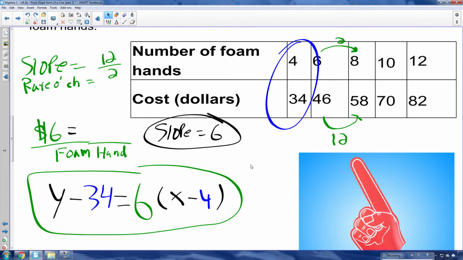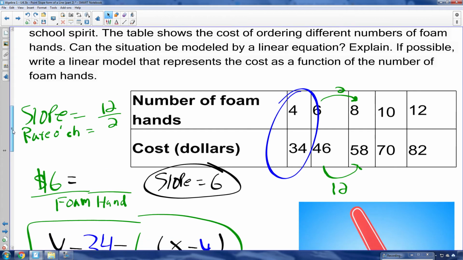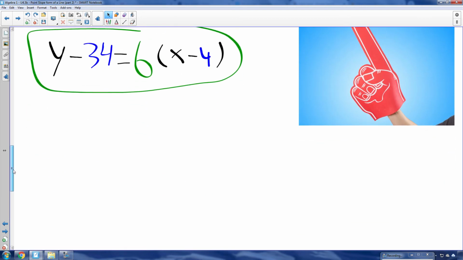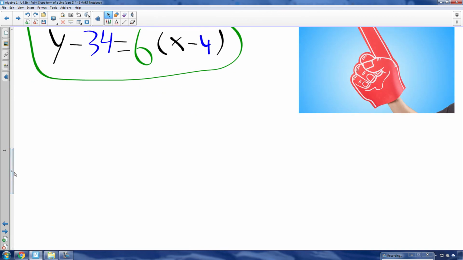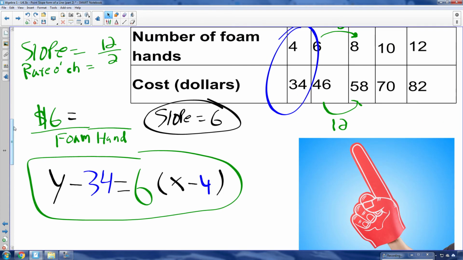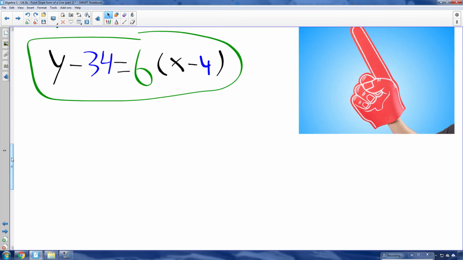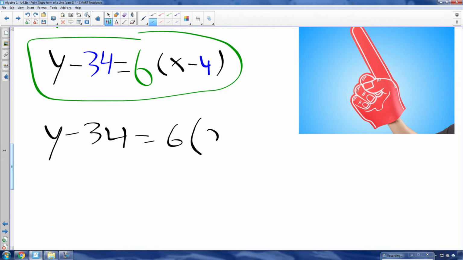So here's the deal. If we look at this for a second, right? Let's say, for example, we sold 20 foam hands. How much money are we going to make? Where do the foam hands go? Do they go in X or do they go in Y? What were we dealing with foam hands as? X? Yes? So why don't we just plug in 20 for X and see what happens?